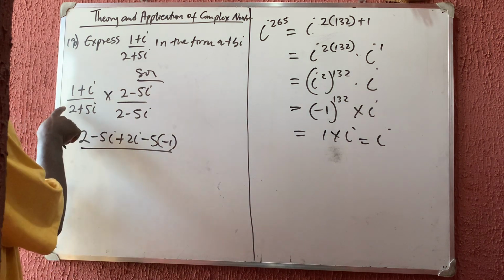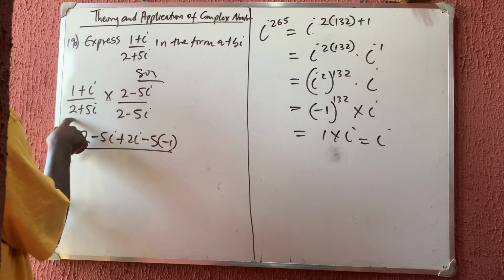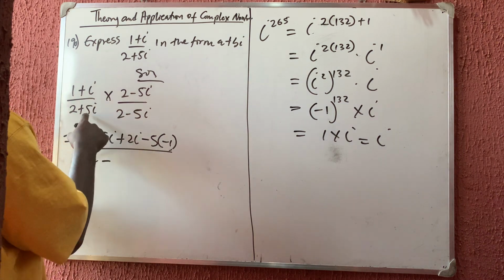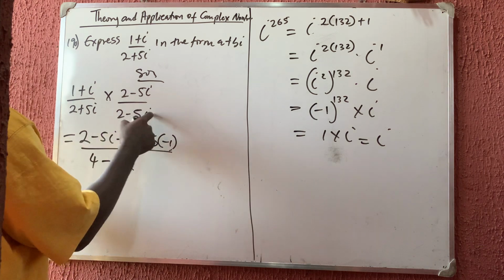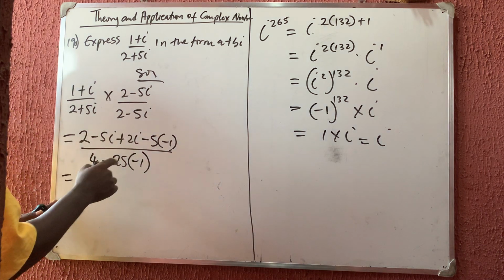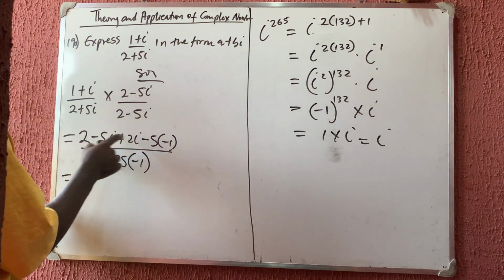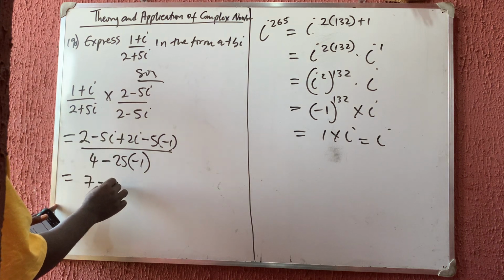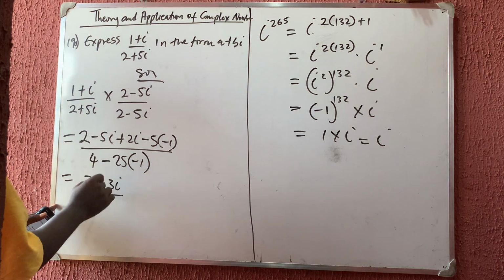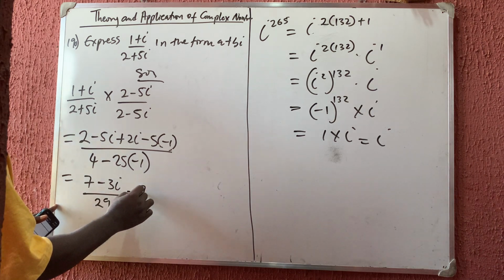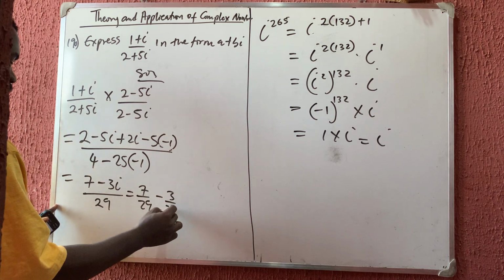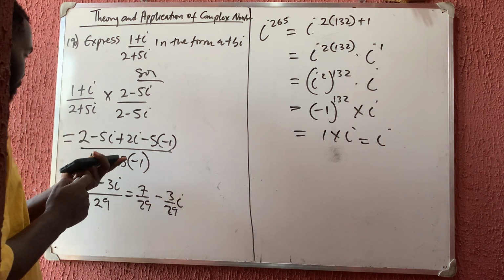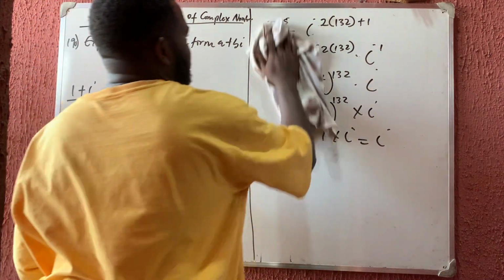For the denominator, simply the first times the first minus the second times the second. So the first times the first will give you 4. Plus times minus is minus. 5 times 5 is 25, while i times i is minus 1. So this is giving me plus 25. Numerator: 2 plus 5 is 7, so I have 7 here. This and this is giving me minus 3i, all over 29. So this is 7 over 29 minus 3 over 29 i. Okay? Very, very simple. So we move to question number 191.